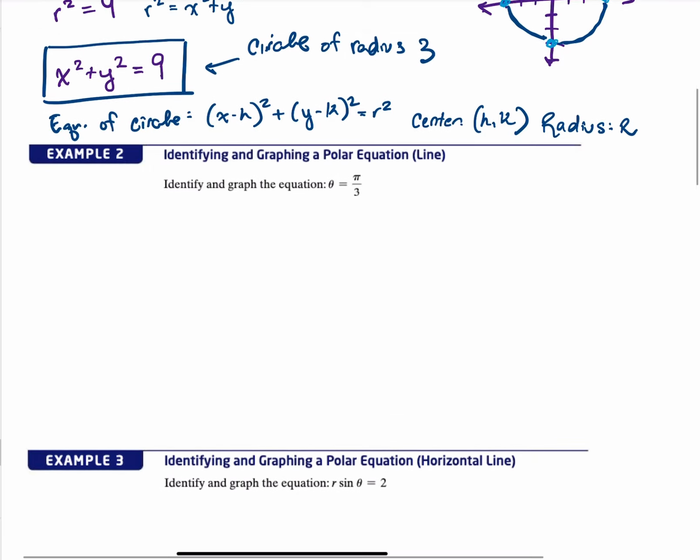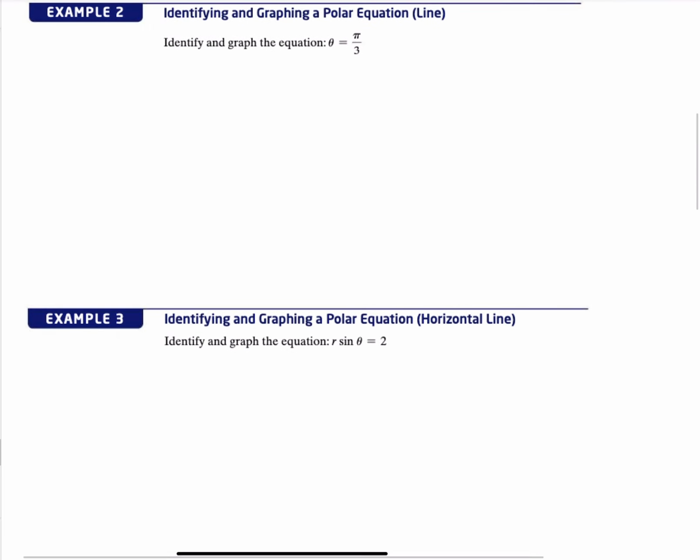So how about if the angle stays constant, but the radius is free? So this is theta equals pi over 3. So now the radius can change, can be positive or negative, but the angle is always the same. So what would this look like?